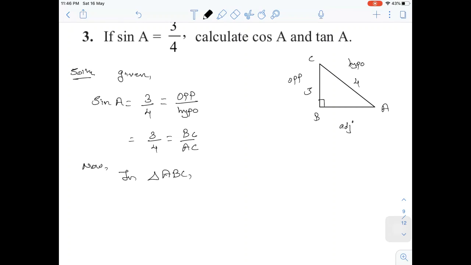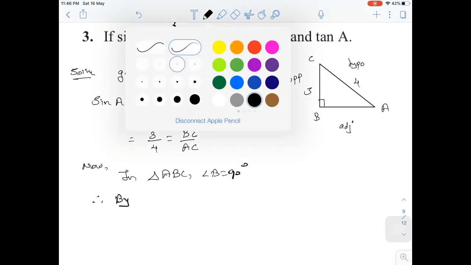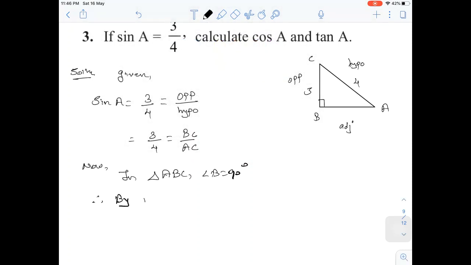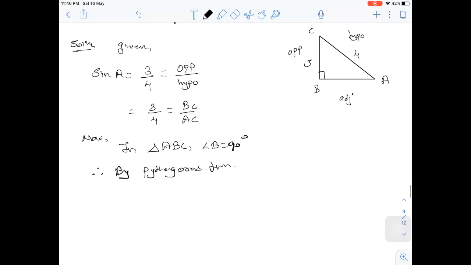So in triangle ABC, angle B equals 90 degrees. Therefore, we can use the Pythagoras theorem. What do we get? We get that AC square equals AB square plus BC square. Now the value of AC is 4, so we write 4 square equals AB, we don't know its value, so let us write it as AB square, plus BC, which is 3 square.